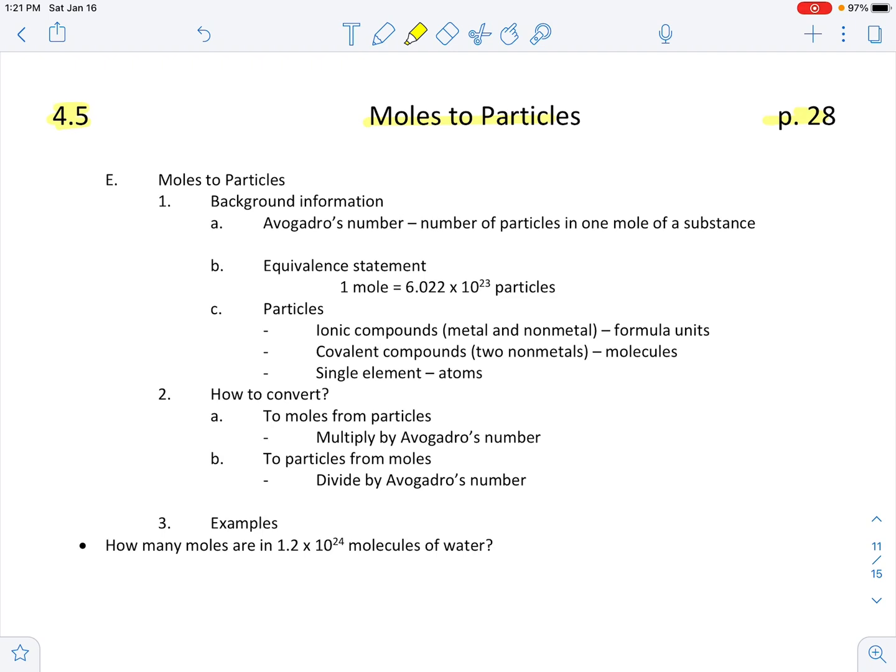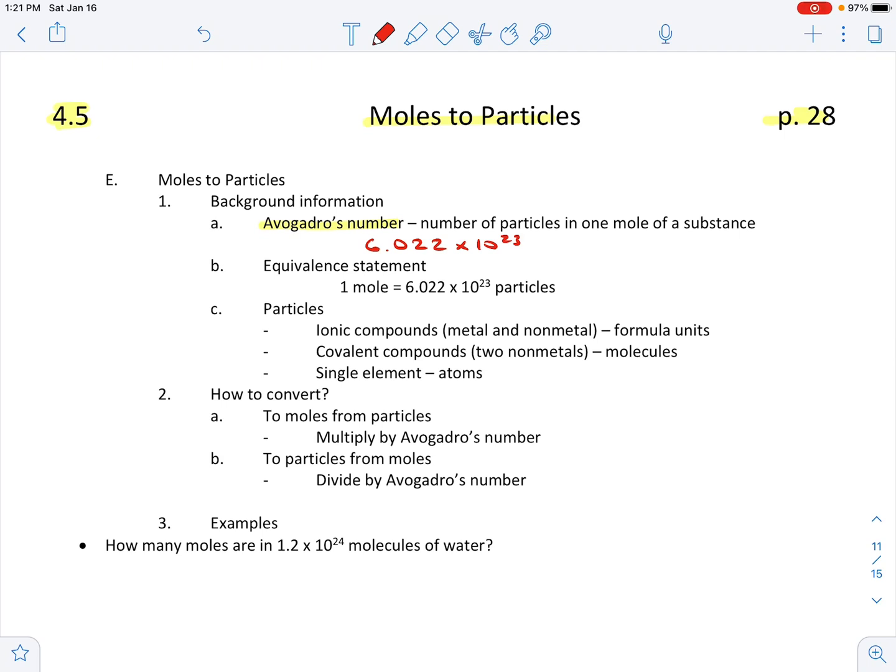So this is moles to particles, and we're given what is called Avogadro's number. Avogadro's number tells us how many particles are in 1 mole of a substance. So this is how we can relate those all together. All right? So the equivalence statement is, and I can write down Avogadro's number for you, but you're going to see it in just a second, 6.022 times 10 to the 23rd, and that's particles, right?